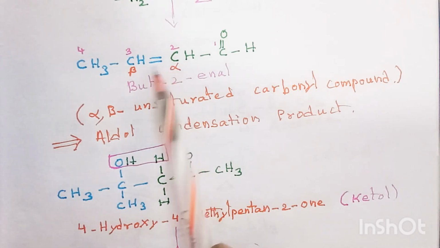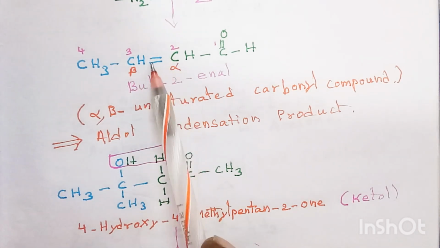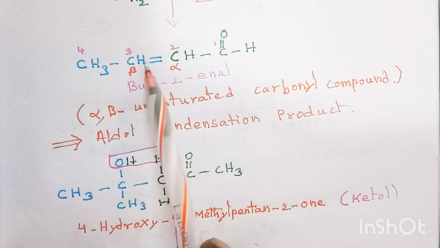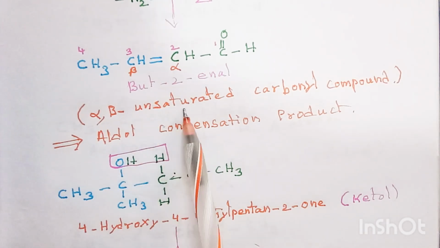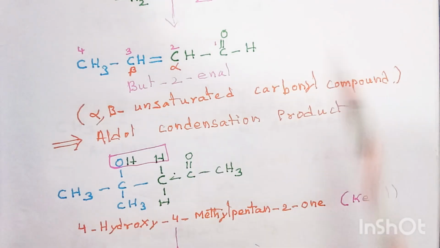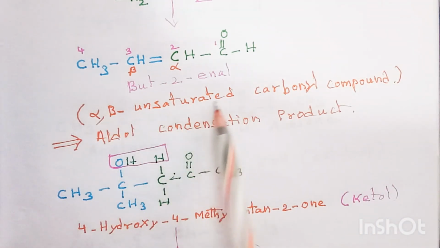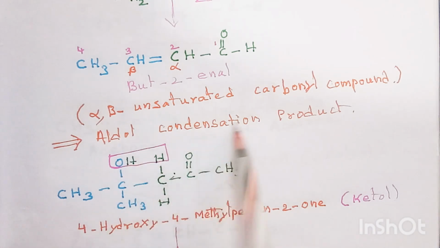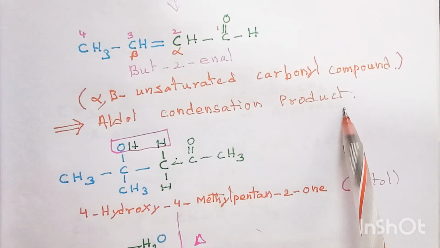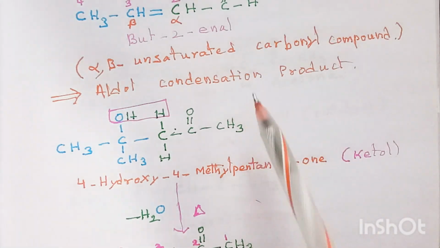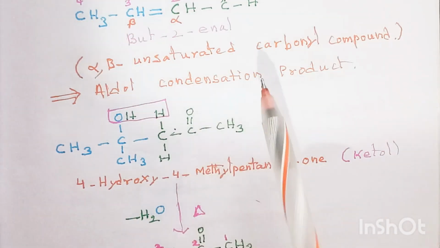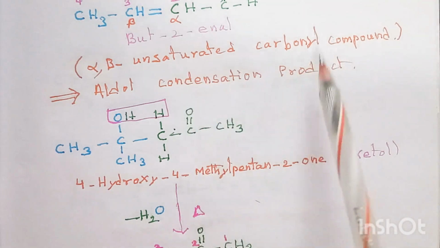This is also called an alpha beta unsaturated carbonyl compound, because this is the carbonyl carbon, this is the alpha carbon, this is the beta carbon. The double bond is present between the alpha carbon and beta carbon. So it is an alpha beta unsaturated carbonyl compound. These are called aldol condensation products. That is, by removal of water, we are getting this alpha beta unsaturated carbonyl compound.